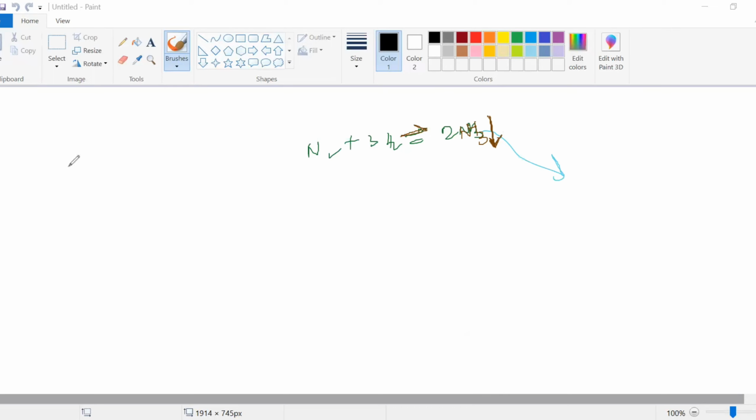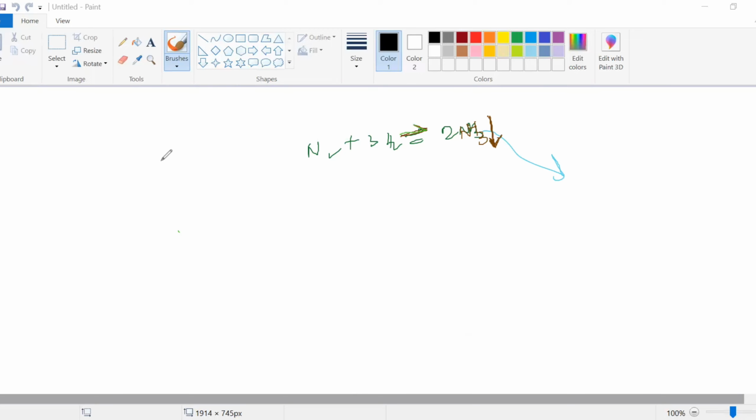Did you get this thing? The concentration of ammonia increases. Did you get this clearly now? Is it clear? So this is very crucial that whenever we are taking this reaction, the reaction will move to the right.